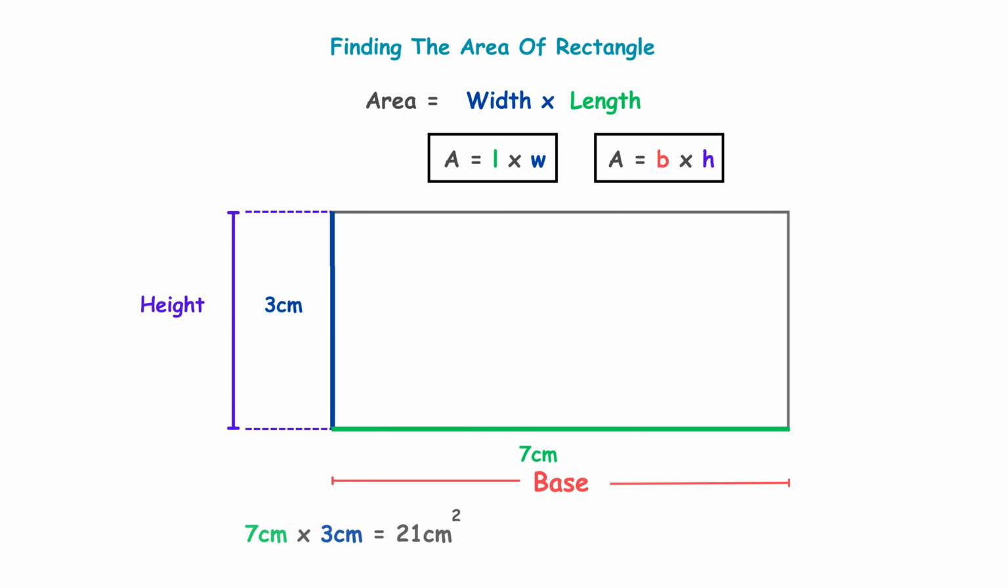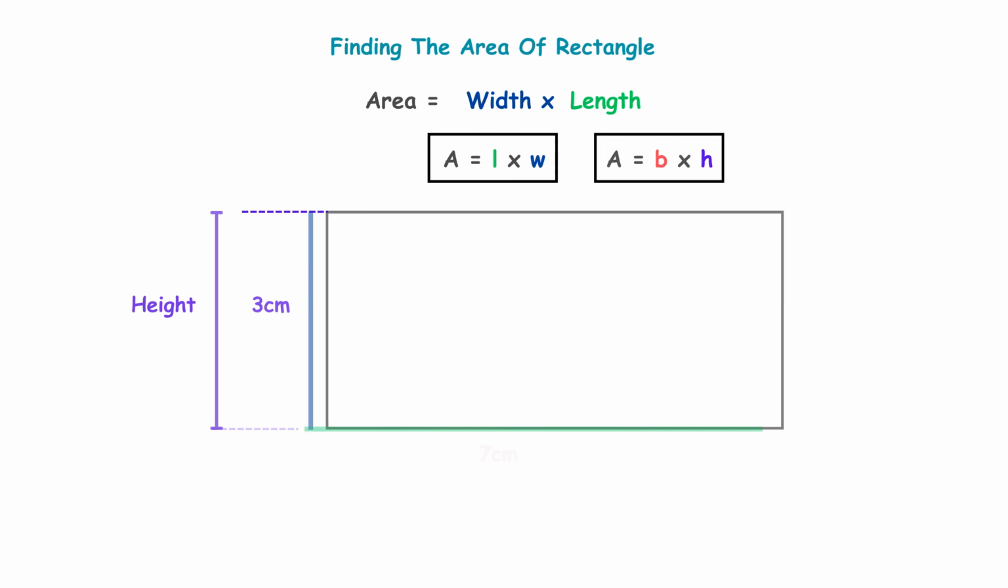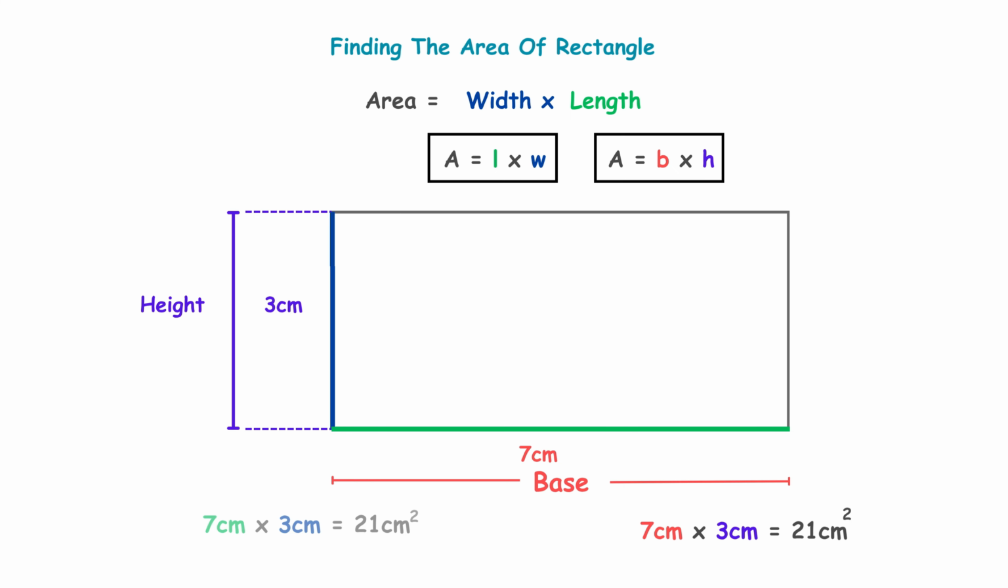The formula for the area of a rectangle is that area equals length multiplied by width. For example, if a rectangle measures 7 centimeters in length and 3 centimeters in width, we simply multiply 7 by 3 to get 21, and the units become square centimeters. You can also view this formula as area equals base times height, where the base would be the 7 centimeter side and the height the 3 centimeter side. Regardless of interpretation, the result remains the same, 21 square centimeters.